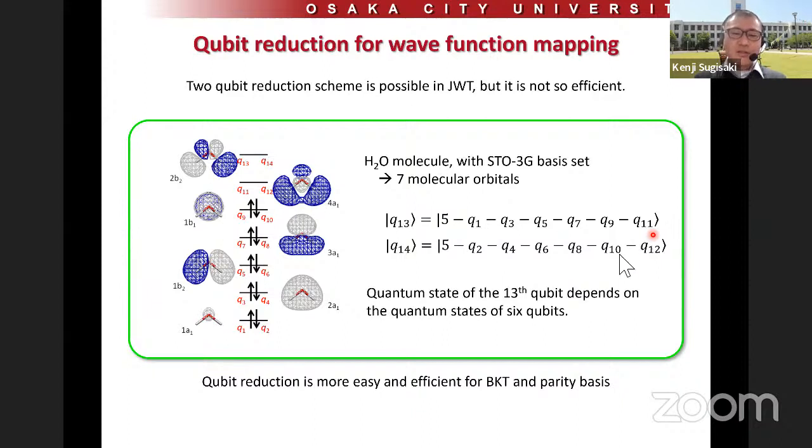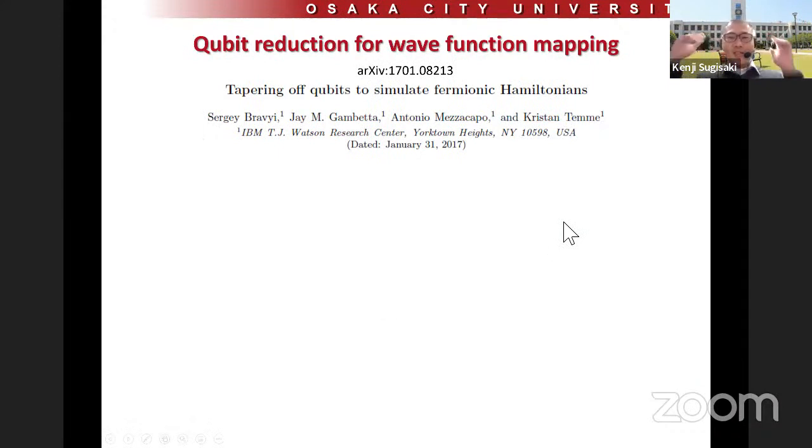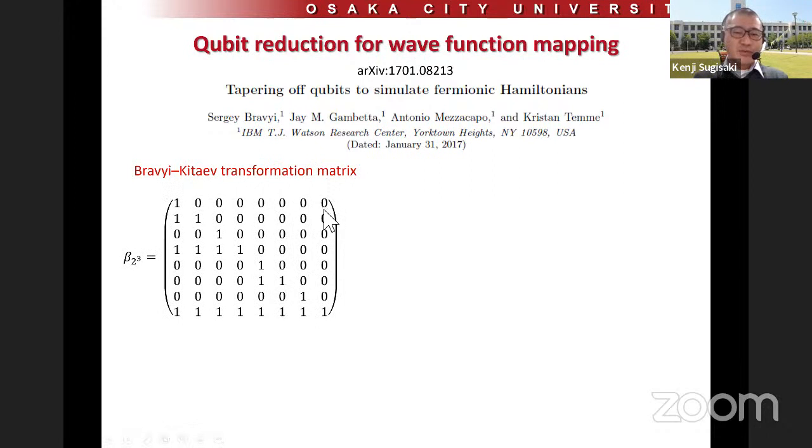So in this case, we can reduce the qubit, but the Hamiltonian becomes somewhat complicated. And I can say that the qubit reduction is more efficient for both the parity-type and the Bravyi-Kitaev-type basis. Some general introduction of the qubit reduction scheme was given in this paper. And let us think about the Bravyi-Kitaev-type transformation cases. The Bravyi-Kitaev-type transformation matrix for an 8 qubit system is written as shown here.